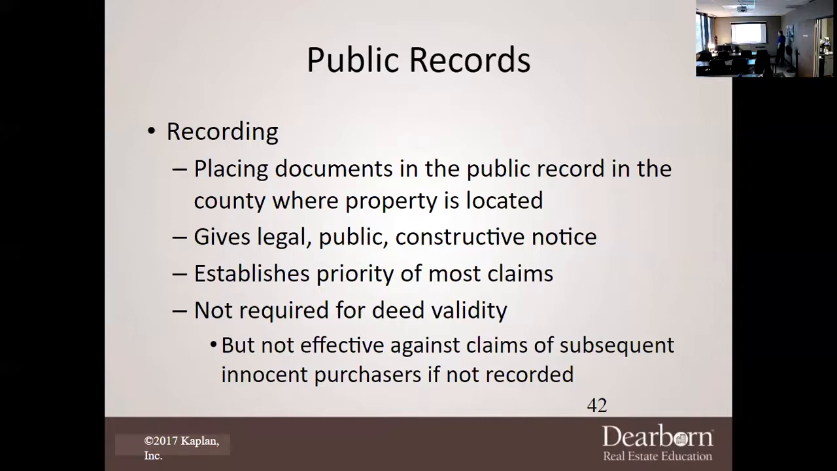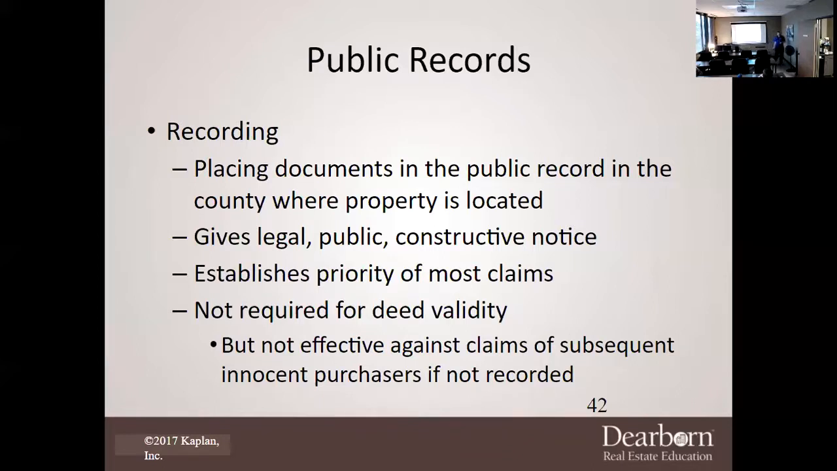Now, recording is also not required for the deed's validity. However, there is no effect against the claims of subsequent innocent purchasers if it is not recorded. Again, it's very important that you go through these particular situations and make certain that as you go through these, we are filing things so that it brings notice to anyone who wants to find out who owns the property: you can go down to the title or deed record and see who has it.